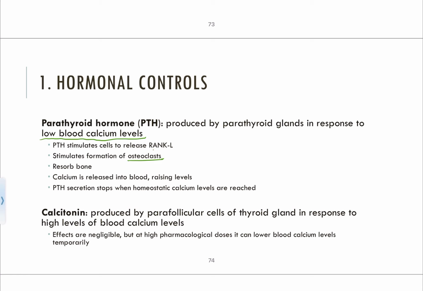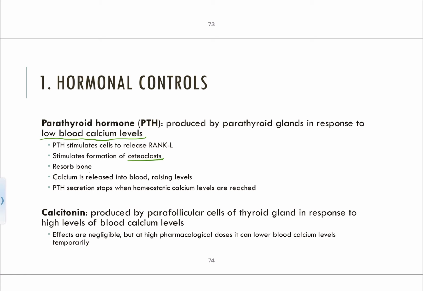This is in here, but again, RANKL is not that important. Basically, what it's telling you is that the parathyroid hormone stimulates cells to release RANKL. RANKL is what's actually going to stimulate the formation of osteoclasts. So the parathyroid hormone basically increases blood calcium levels, but indirectly, because it has to go in and activate RANKL or cause something else to release RANKL in order to stimulate osteoclast formation.